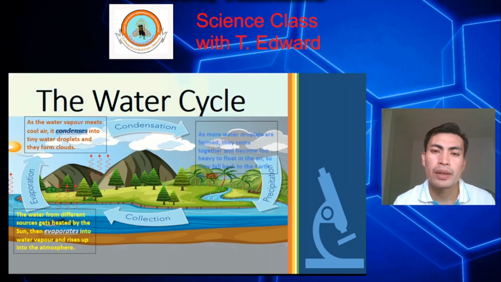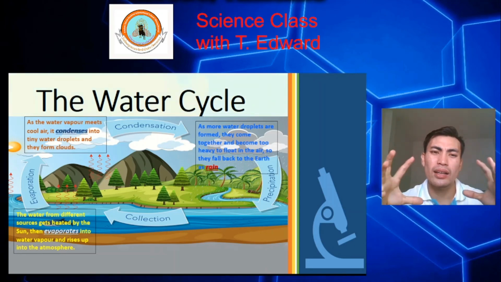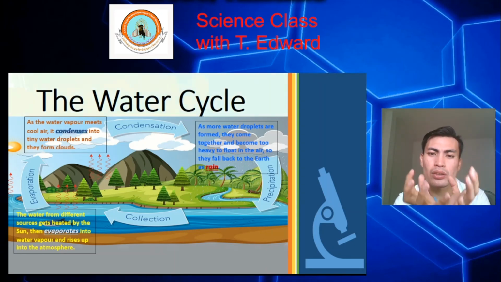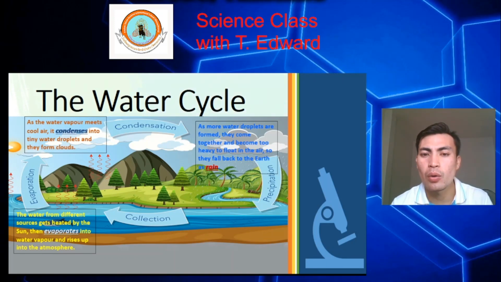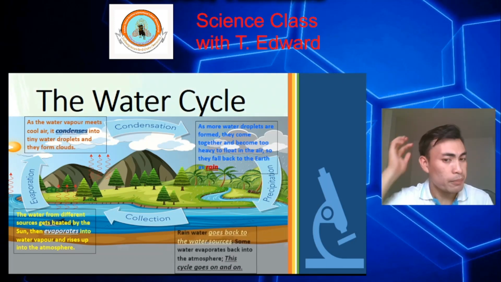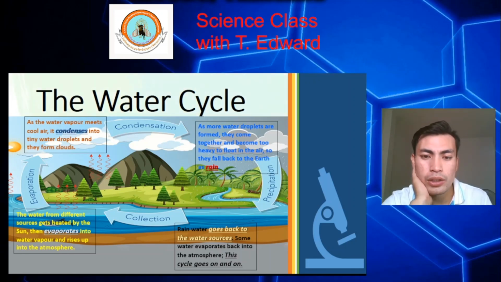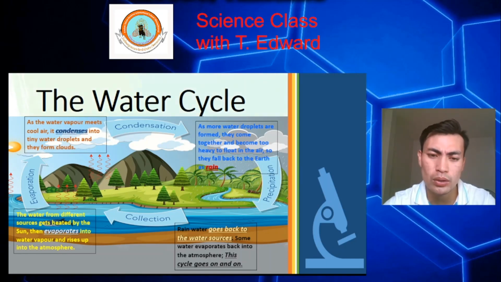Alright? Now, as the water droplets are formed, they come together and become too heavy. Okay, so when there's a lot of water vapor already in the clouds, it's very difficult for it to float in the sky. So that is why it will fall back to the earth as what we call rain. And that is what we call the process of precipitation. The rain going down from the sky. Okay, next here is the rain water goes back to the water sources. Some water evaporates back into the atmosphere. Some water we use, like the animals will drink, humans will drink also. Okay, and this cycle goes on and on.